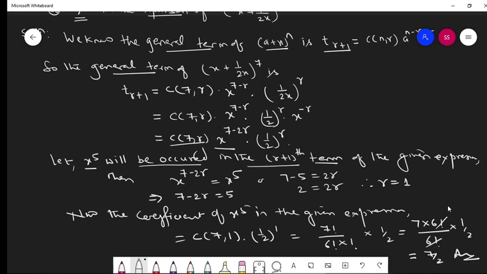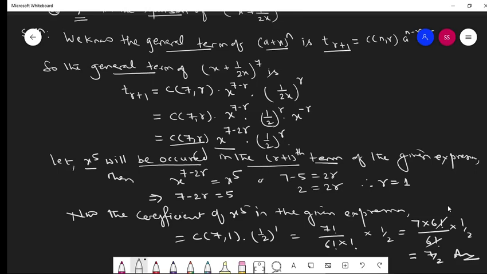So we have to find where x to the power 5 will occur in the expansion of (x + 1/(2x)) to the power 7, that is our objective, the coefficient of that. So this x to the power 5 will occur in the (r+1)th term of the given expression. The other factors are the coefficient, not including x; only x^(7-2r) is the power of x, and since x to the power 5 occurs, we can equate them: x^(7-2r) is x^5.